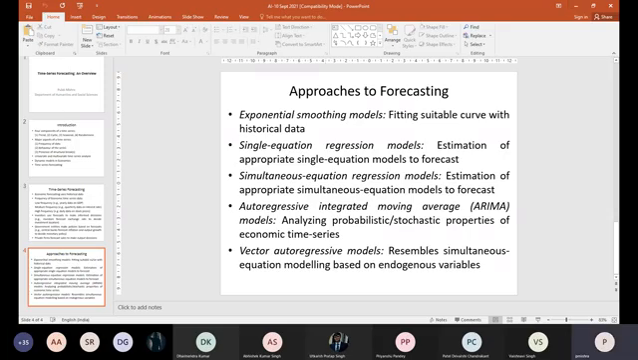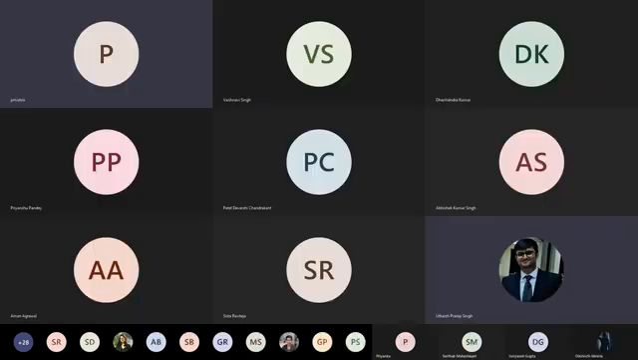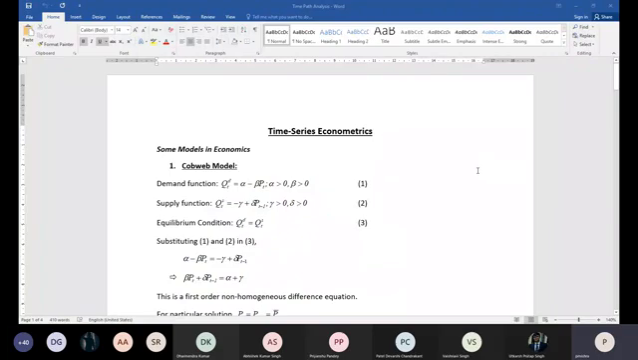Is the word file visible? Can you see the word file? No, sir. Okay, I'm just uploading the word file. Just the PPT was visible. Can you see the word file now? Yes, it is visible. Okay.